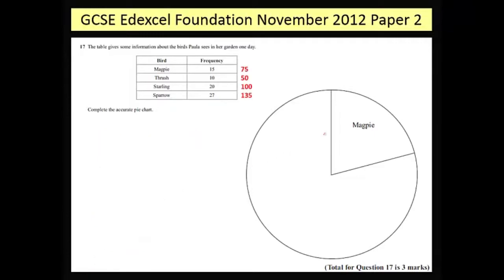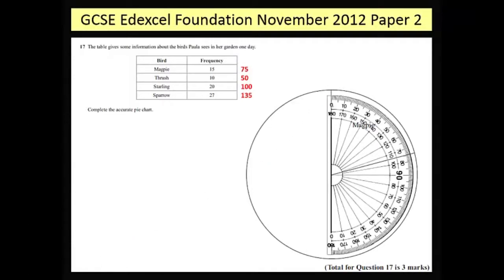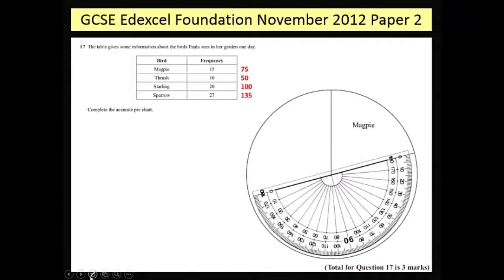Now the way we do that is as follows. We place our protractor so that the 0 is right at the top here, and then we read round the outside scale until we hit our first angle. Now magpie has already been done for us, and as you can see it comes out as 75 degrees, the line that's already drawn. What we then do is we take our protractor and we make sure that this 0 here is now lined up with the line that was just drawn, this one here, also making sure that the centre of the protractor here is right on the middle of the pie chart. So we turn it so it lines up like this.